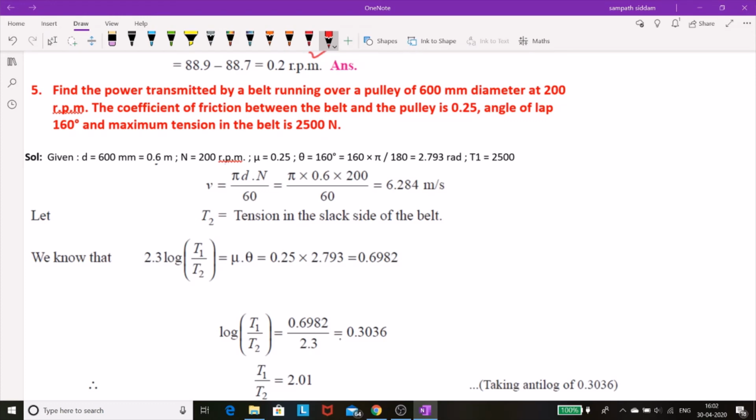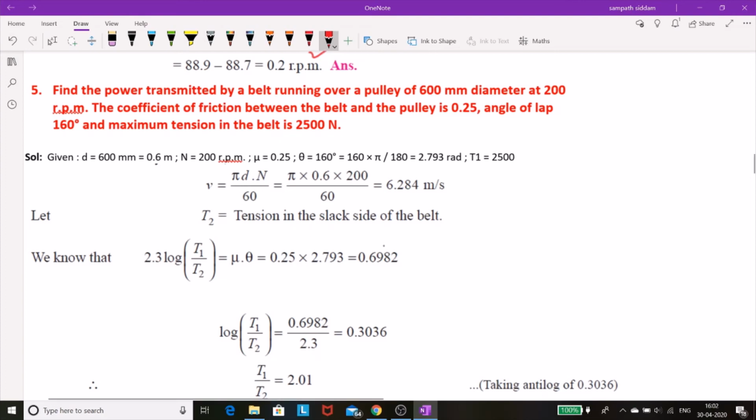So try to understand the problem and know what is the thing we need to calculate. From here, what we need to calculate is power transmission. How do you calculate your power transmission? P is equal to (T1 minus T2) into V. Both the tensions, whichever is not given in the problem, try to calculate the missing tension, because maximum tension in the belt is given, another tension is missing. Try to calculate that tension and then substitute over there, then you'll finally calculate the value of power.